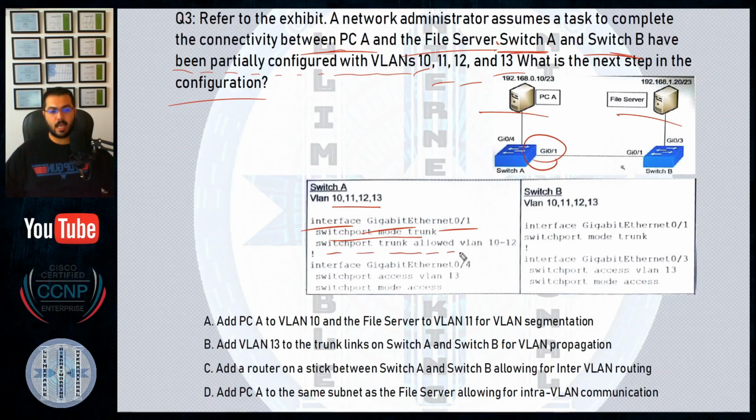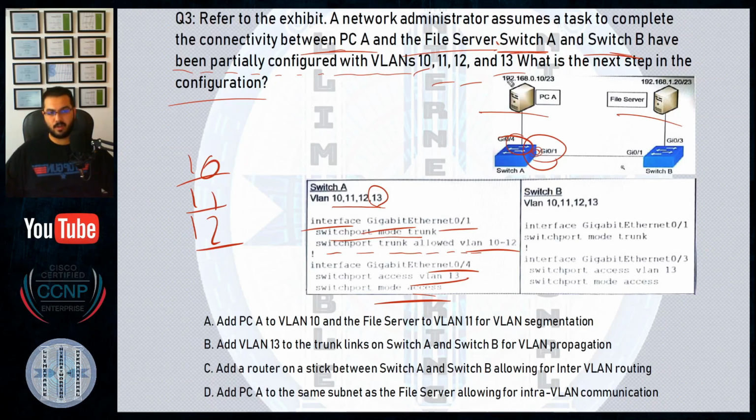Switchport trunk allowed VLANs 10 to 12, so only VLANs 10, 11 and 12 are really allowed to pass this trunk interface, whereas 13 is not mentioned, and thus 13 will never be able to go through that interface. Okay, interface GigabitEthernet 0/4, this one should be access. Yes, it's access, but on VLAN 13. That's unfortunate, because the VLAN 13 frame will stop here. It will not cross this interface.